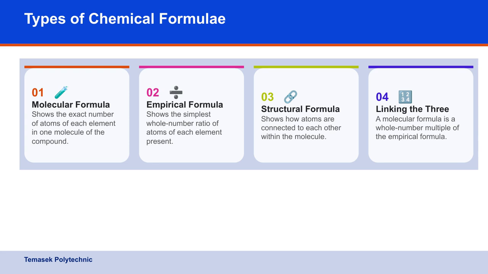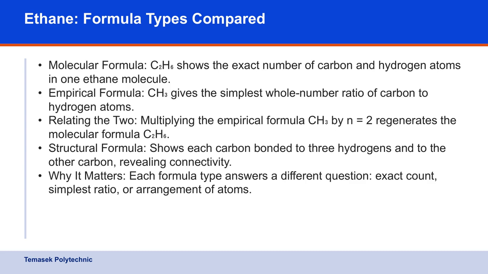Here is the key link. The molecular formula is always a whole number multiple of the empirical formula. In engineering applications like combustion analysis or material synthesis, knowing which formula to use determines how accurately you calculate reactant and product quantities. Let us use ethane to see how all 3 formula types connect to each other.